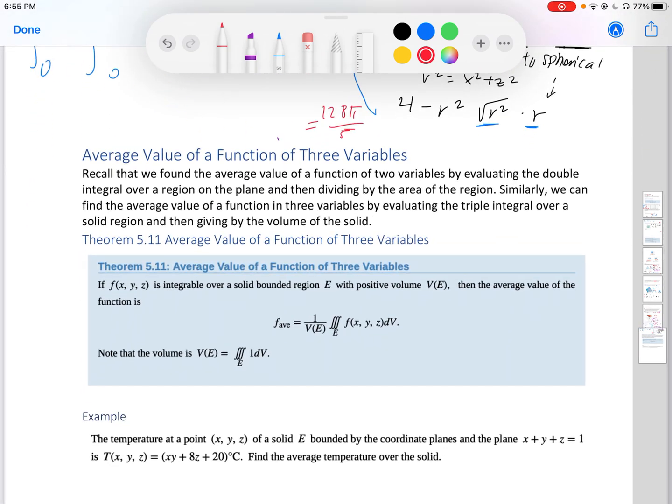Lastly, we have the average value of a function of 3 variables. Recall that we found the average value of a function of 2 variables by evaluating the double integral over a region on a plane and then dividing by the area of the region. Similarly, we can find the average value of a function of 3 variables by evaluating the triple integral over a solid region and then dividing by the volume of the solid. So very similar to section 5.2, I think we saw this in both polar and rectangular form.